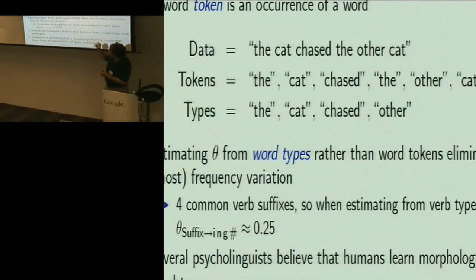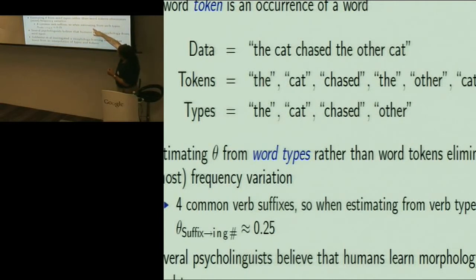And there's a number of ways of trying to deal with this. One method that we've been looking at is to say, gee, maybe what you really ought to be doing is inference from types rather than tokens. That is, you want to try and dampen the frequency variation. So by types, what I mean is if the data is something like, the cat chased the other cat, you can see the types and the tokens listed here.